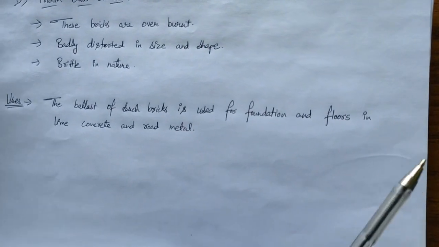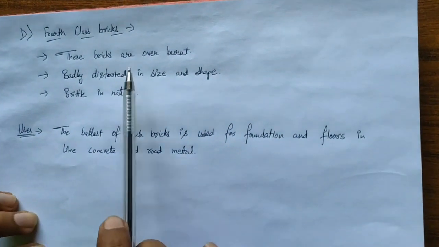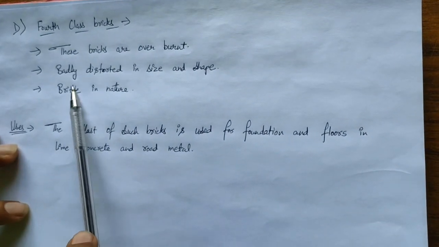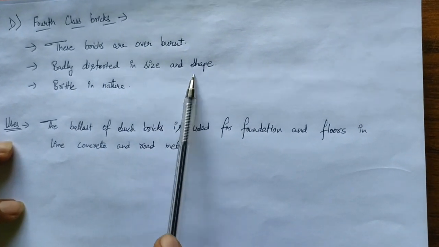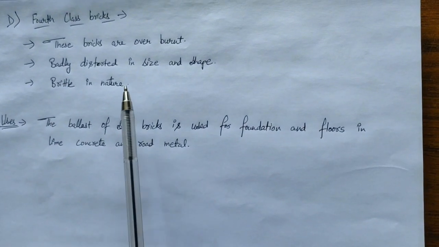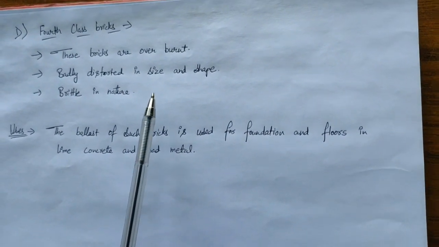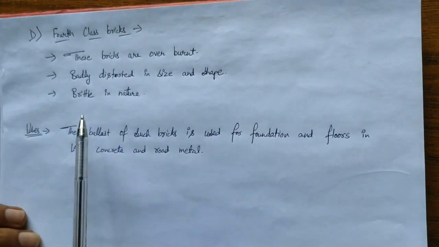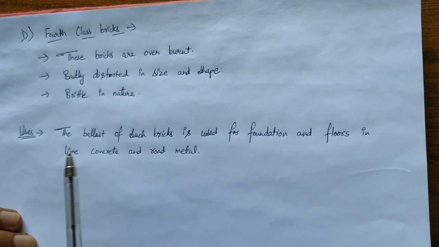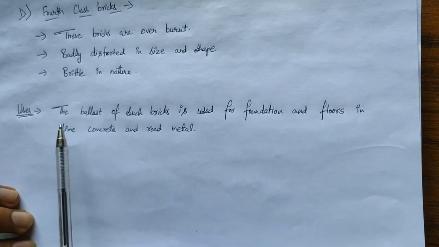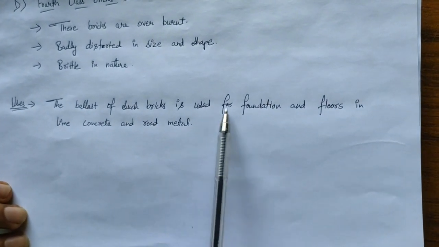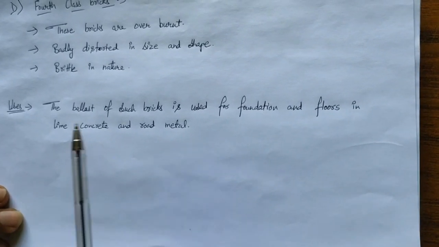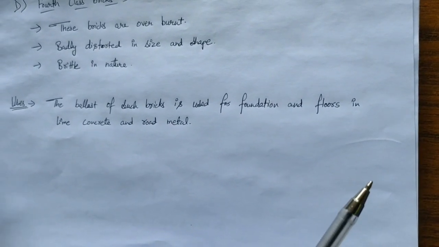Let's move to fourth class bricks. These bricks are overburnt. They are blackish in color, badly distorted in size and shape. They don't have a proper size or shape. The corners and edges are not square. They are brittle in nature. The ballast of such brick is used for foundation and floors in lime concrete and road metal. The ballast is like small pieces.